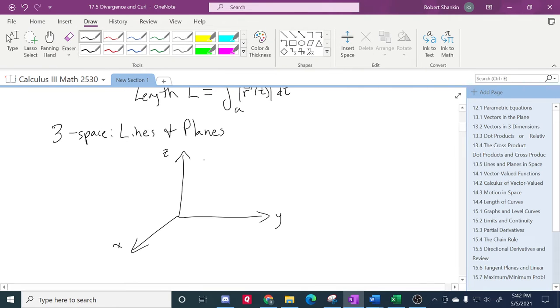So, if you have a point, P, and then you have a direction vector, V, the line comes from P plus all multiples of V. Okay. And this could be a general line.